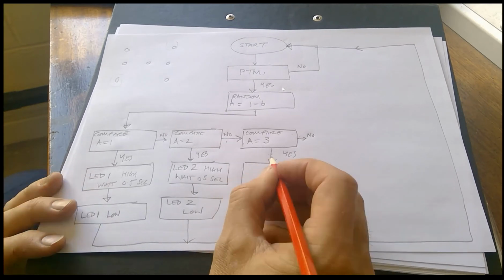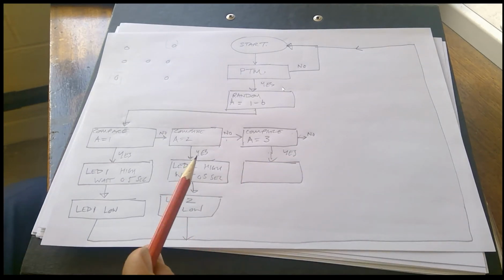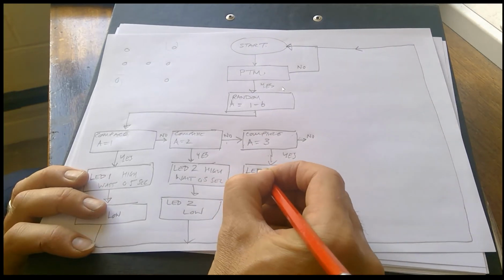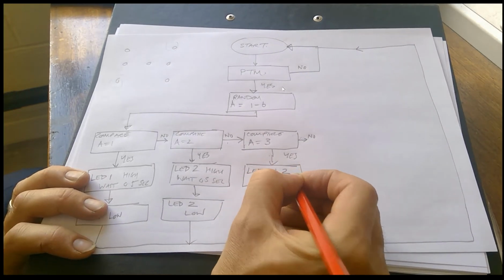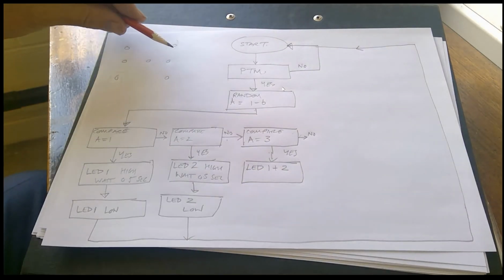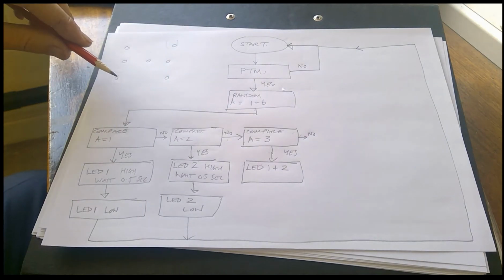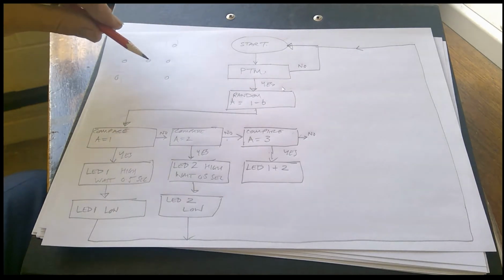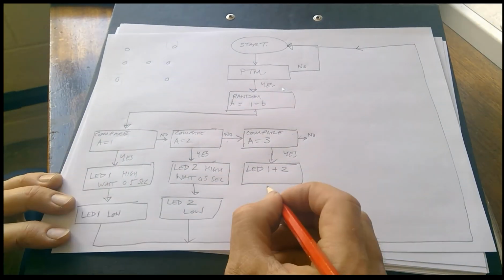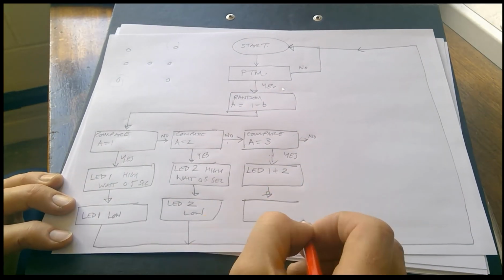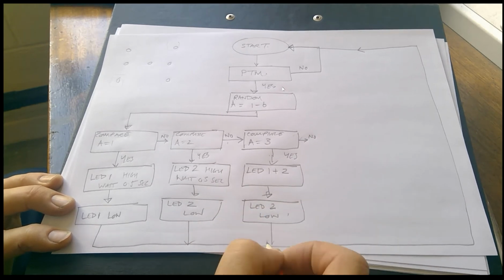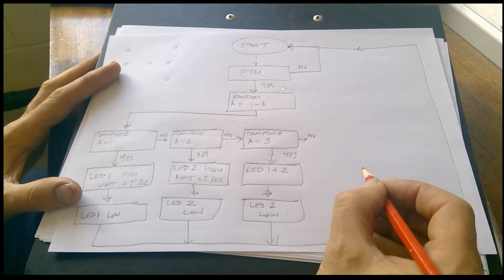What happens if a equals 3? Well, LED 3 comes on. No, it doesn't. LED 1 plus 2 comes on. LED 1 is of course the middle one. LED 2 are those two. So if we want 3, we want LED 1 and LED 2 to come on. Alright? And then of course LED 2 goes low.